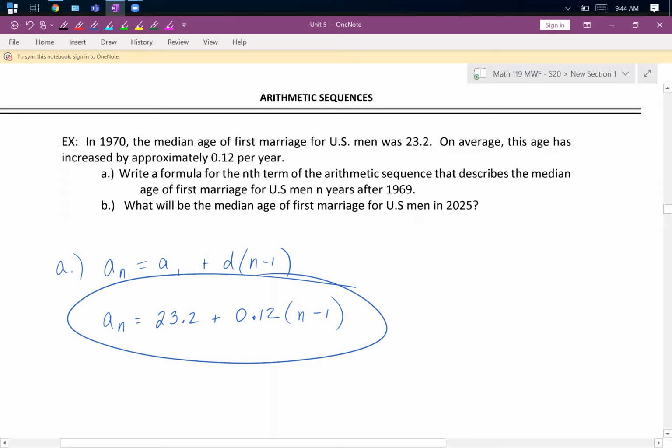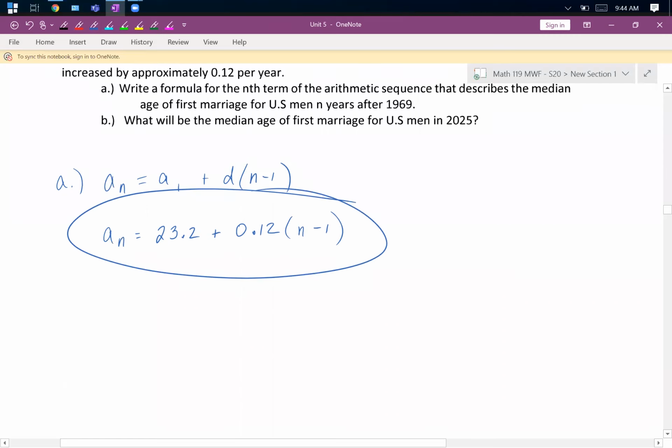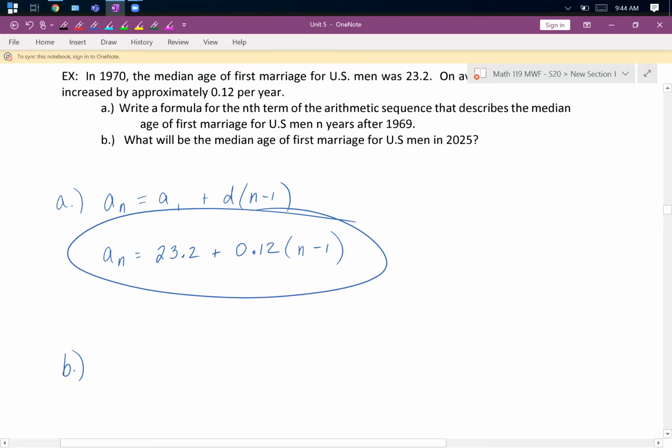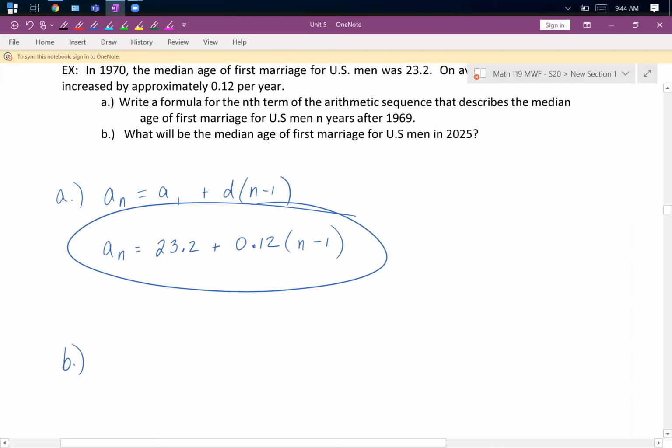In part B, we're going to use that equation to find the median age in 2025. So I guess we need to figure out our n. What's our n going to be? We're looking for the number of years after 1969. Is it 55? 55. Well, okay, so wait a minute.